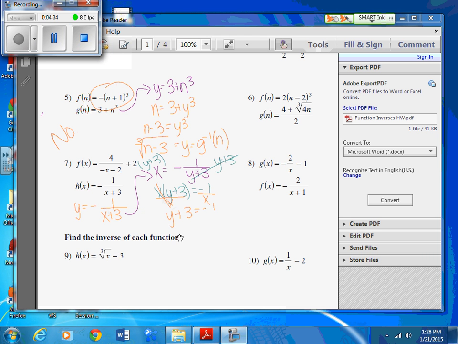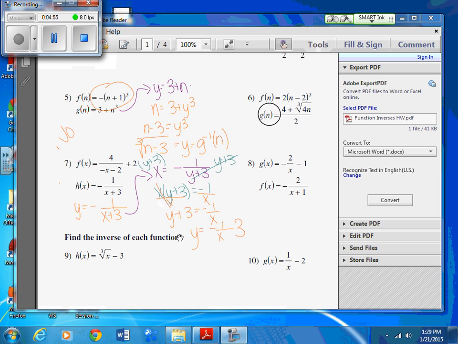y plus 3 equals negative 1 over x. And then last but not least, subtract over. y is equal to negative 1 over x minus 3. So that's h inverse, which is definitely not what f is. So no, these are not inverses either.